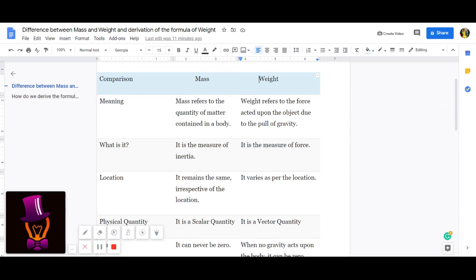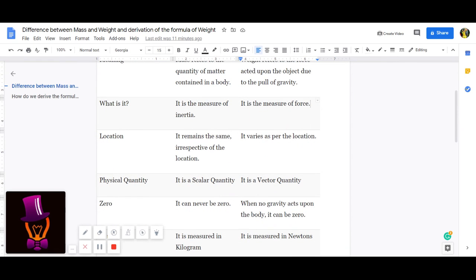How does location influence mass? Mass remains the same irrespective of the location. How does location influence weight? Weight varies as per the location. So therefore, it depends on the force of gravity. If the force of gravity is strong, then the weight will be more. If the force of gravity is weak, then the weight will be less.